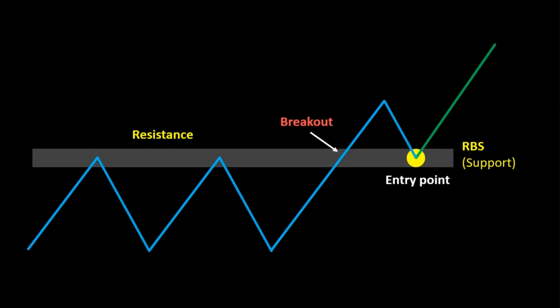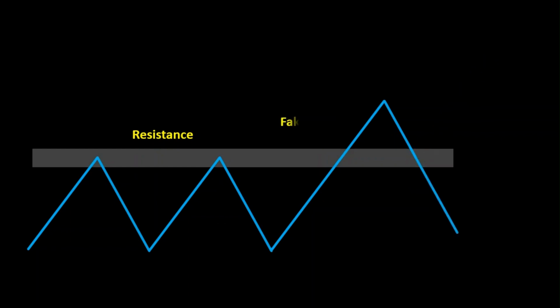But if the price re-enters the area below the RBS level, then it was a fakeout to trap the buyers, and the price moves in the sell direction. Avoiding trades in such uncertain market conditions is always a good idea. Now that we have a very good understanding of breakout and fakeout, let's look into some real market chart examples.